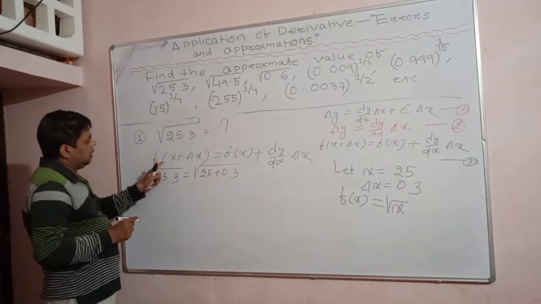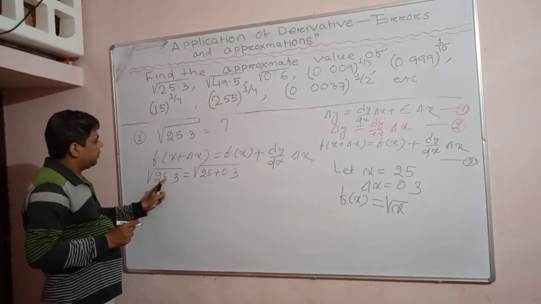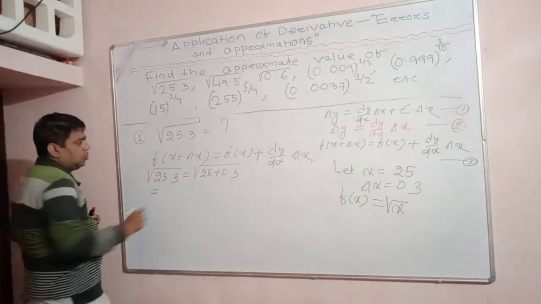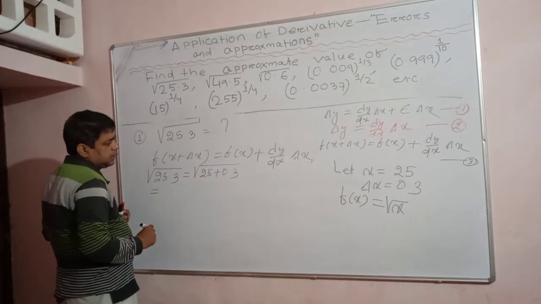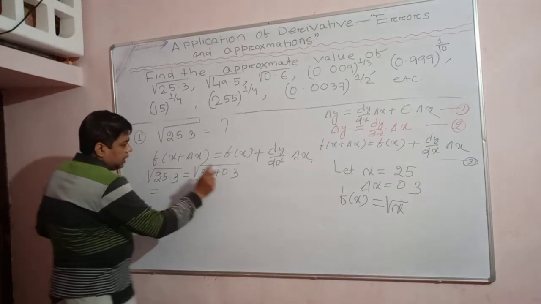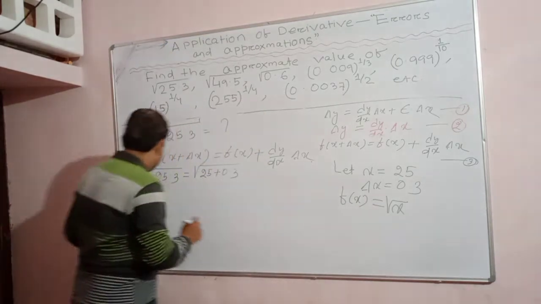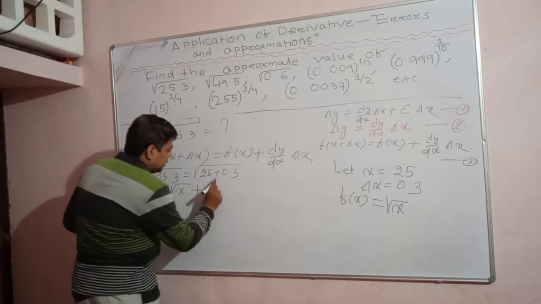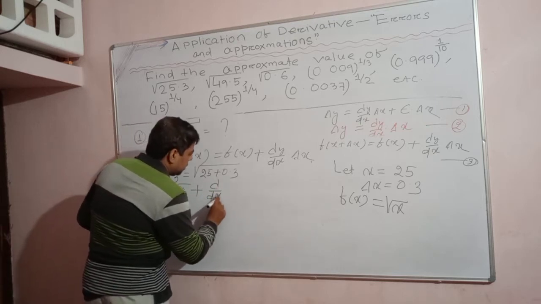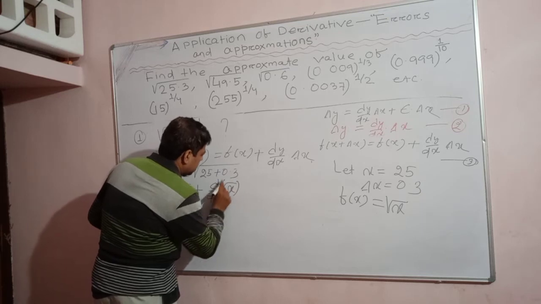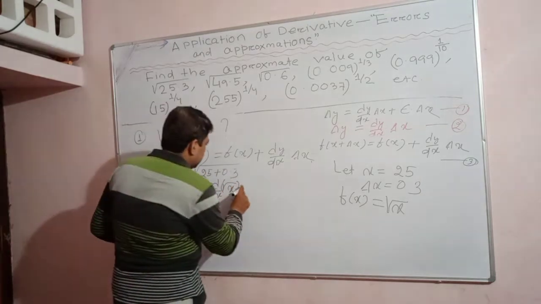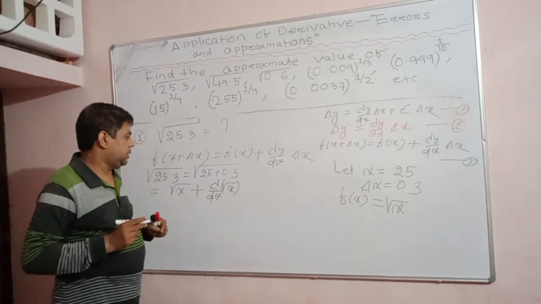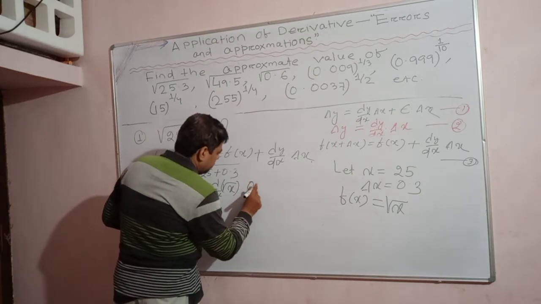Here f(x plus del x) means f(25 plus 0.3), the square root. And you can write that formula. What is the value of f(x)? In place of f(x) I can write root x, plus d by dx of y, where y is root x, into del x. In place of del x I can write 0.3. Can I write 0.3? Yes or no?